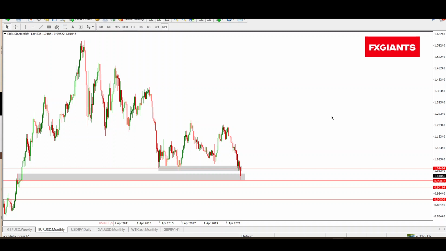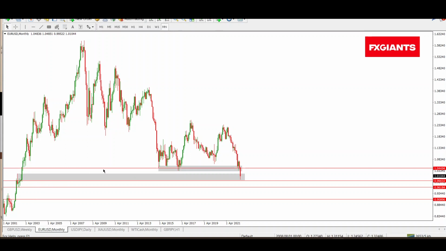Today we're going to be looking at Euro USD, USD JPY, gold and US oil. So let's quickly jump into our charts. So this is Euro USD monthly time frame. And as we can see, Euro USD has been overall bearish in the past few months.